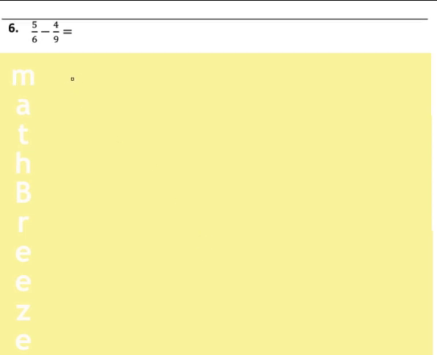All right, number 6, we have 5 over 6. Subtract 4 over 9. All right, so take larger denominator. I'm going to look at multiples of it. First start with 1. And 6 does not divide into 9 evenly, so let's do 9 times 2. Okay, 6 does go into 18 evenly, so that's our common denominator.